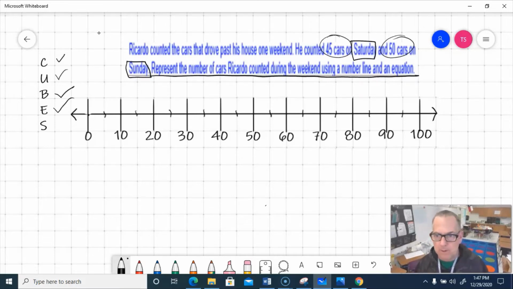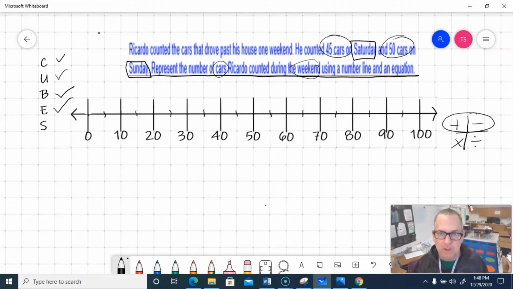In my label right here, I'm going to use addition, subtraction, multiplication, division. Those are the 4 operations I use in 3rd grade. So I have 45 cars, 50 cars, and I'm going to represent the number of cars that he's seen during the weekend. So all my labels are the same. That sounds like it's probably going to be addition, subtraction.